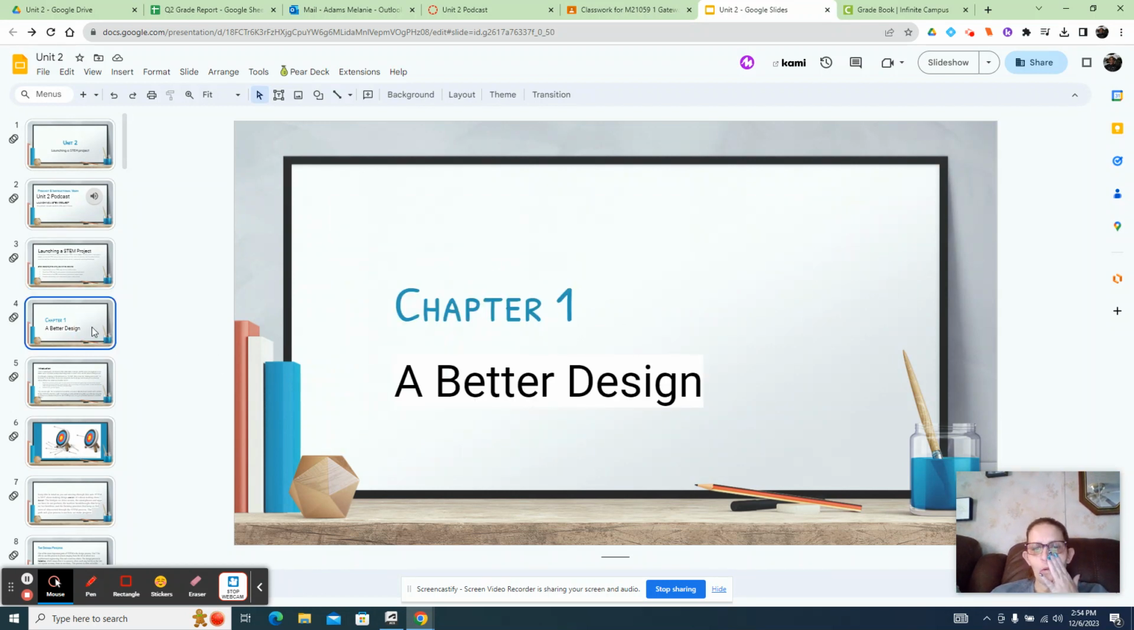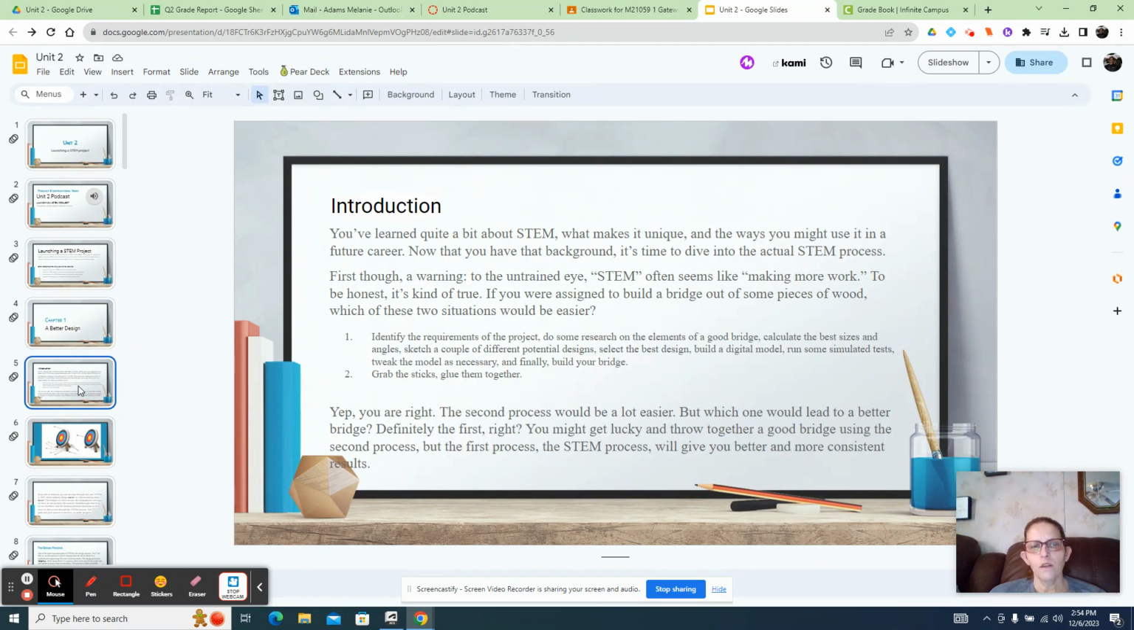All right, Unit 1, Chapter 1 is a better design. With this, you're going to learn quite a bit about STEM, what makes it unique, and what ways you might use it in your future career. First, warning: to the untrained eye, STEM often seems like making more work. To be honest, it's kind of true.